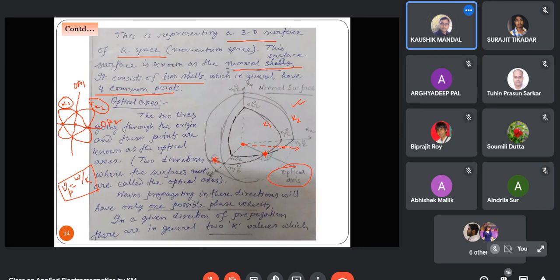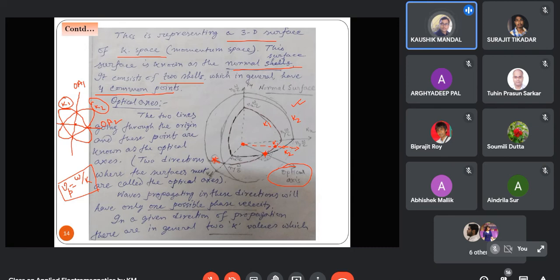See, the wave propagating along this line is passing through the two shells at two different k values. At this point, k is k1. At this point, k is k2. So what about the phase velocity at this position? That will be omega by k1. At this point, it will be omega by k2.